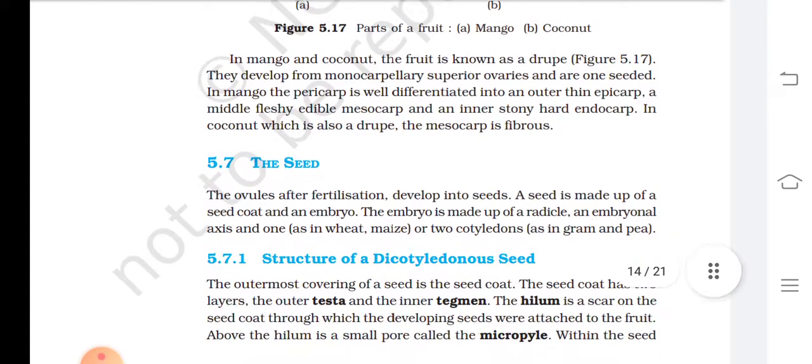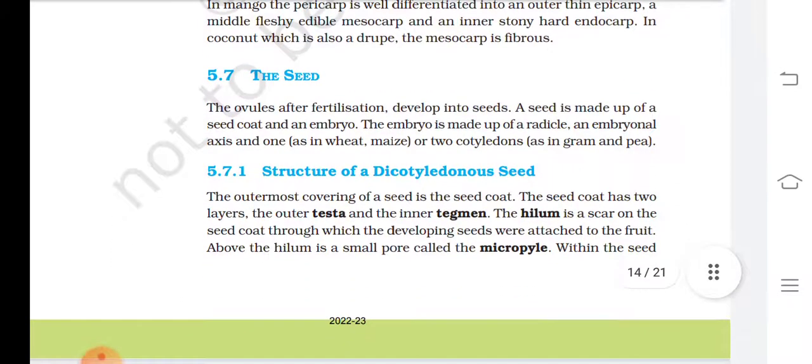A, mango. B, coconut. In mango and coconut, the fruit is known as a drupe, as given in figure 5.17. They develop from monocarpellary superior ovaries and are one seeded. In mango, the pericarp is well differentiated into an outer thin epicarp, a middle fleshy edible mesocarp, and an inner stony hard endocarp. In coconut, which is also a drupe, the mesocarp is fibrous.